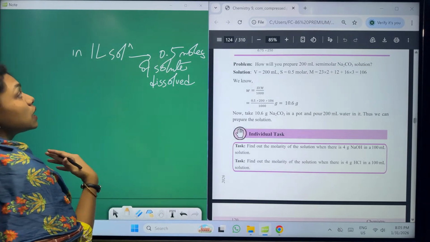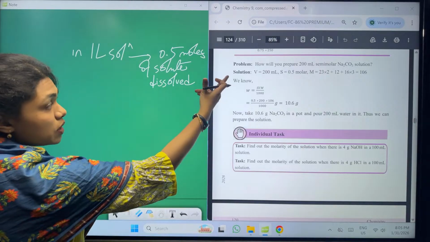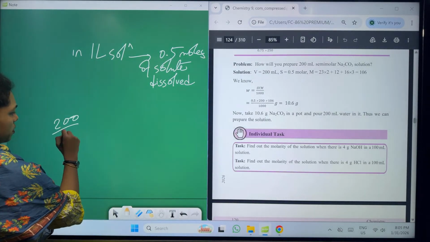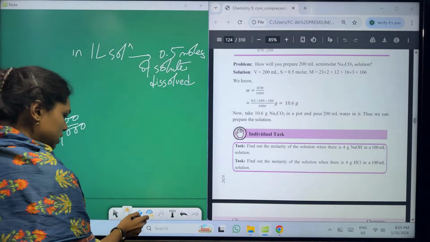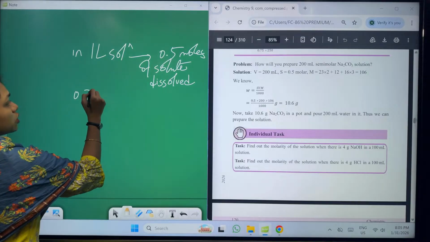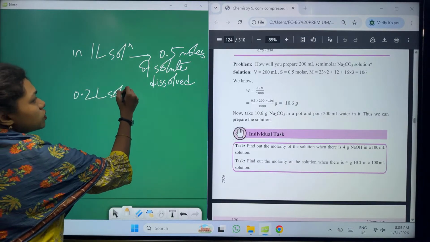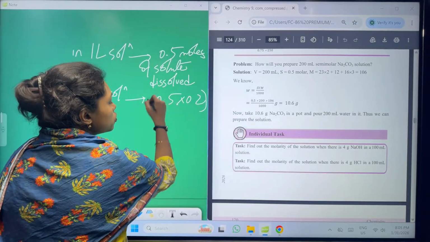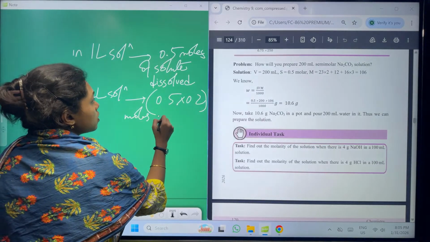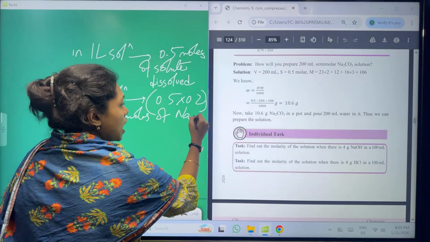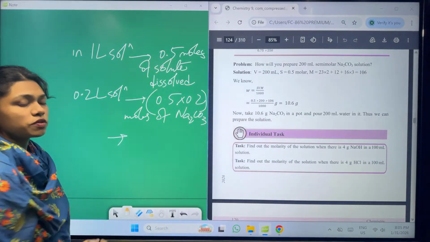Okay, semimolar. Now, I do not have 1 liter. I have how much? 200 milliliter. 200 milliliter means 200 divided by 1000, that is 0.2 liters. So therefore, in 0.2 liter solution, 0.5 into 0.2 moles of Na2CO3 is dissolved, since the solute is Na2CO3. So how much Na2CO3 is that? 0.5 into 0.2.